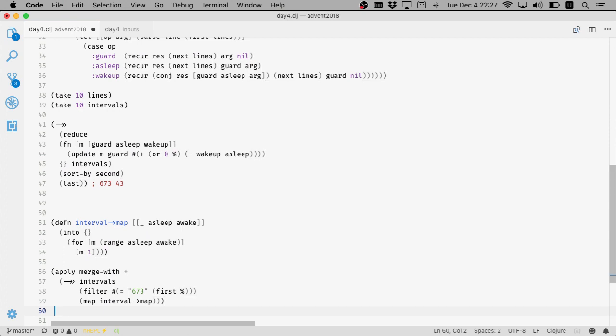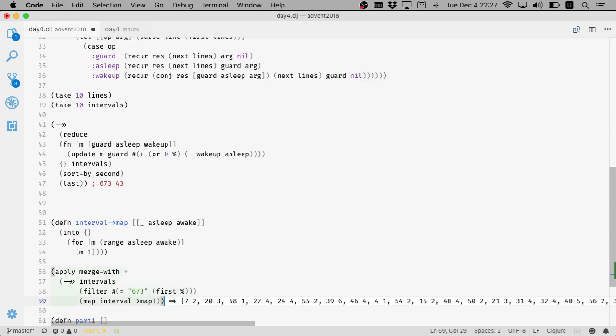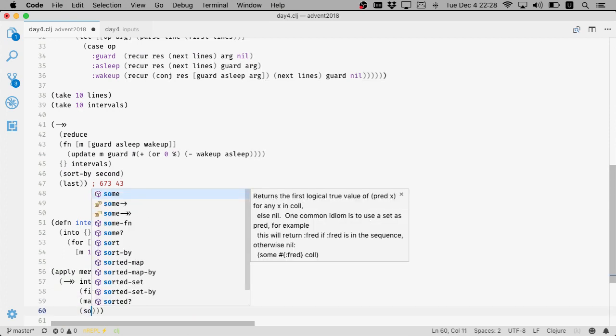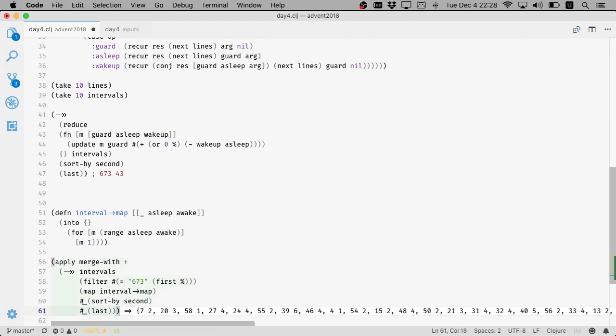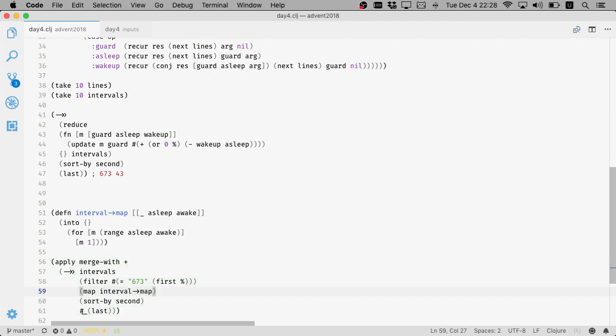So this should work, right? And now we sort it, sort by second again, and we take last, the biggest one. Why didn't it work? Sort by second. It didn't work for some reason. Why didn't it work?